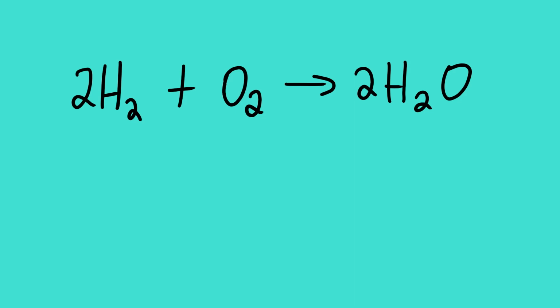Now, for example, let us look at this chemical reaction. We are reacting hydrogen and oxygen to produce H2O. We can see that the overall oxidation number is 0. So we don't know whether oxygen undergoes reduction or oxidation, or whether hydrogen undergoes oxidation or reduction. We need to calculate the oxidation numbers.